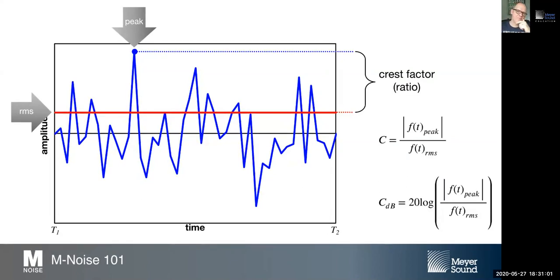So why then do we like to say how hard I hit the snare drum determines the peak, but how often I hit the snare drum determines the average value? Why do we like to say that?